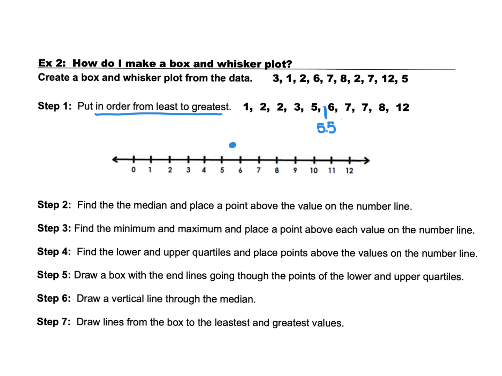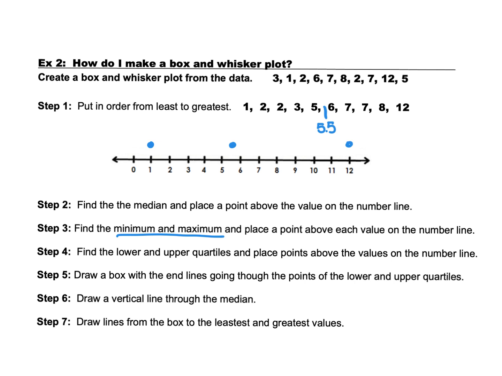All right, in step number 3, we need to identify the minimum and the maximum, and then we're going to place a point above each of those values on the number line as well. So our minimum number is our 1, and the maximum value is 12.